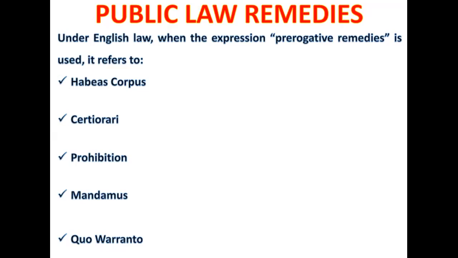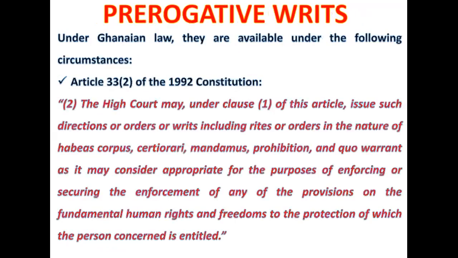Now, in the Republic of Ghana, these prerogative writs, these prerogative remedies, are available under 2 main circumstances of our Constitution. Depending on how you look at it, you may make it 2 main circumstances or you may make it 3, and I explain why.